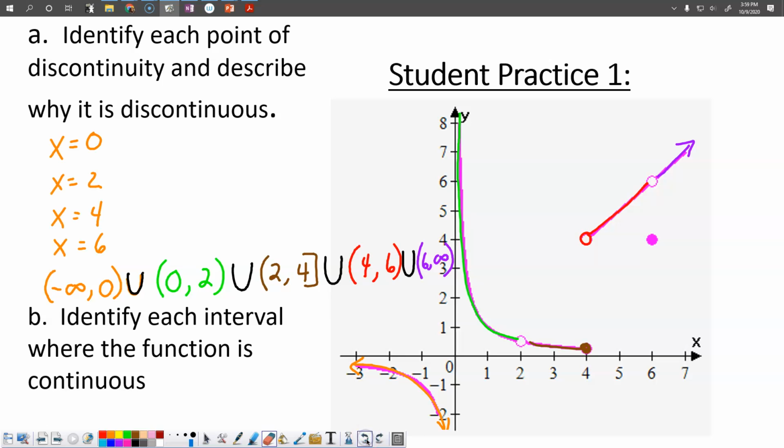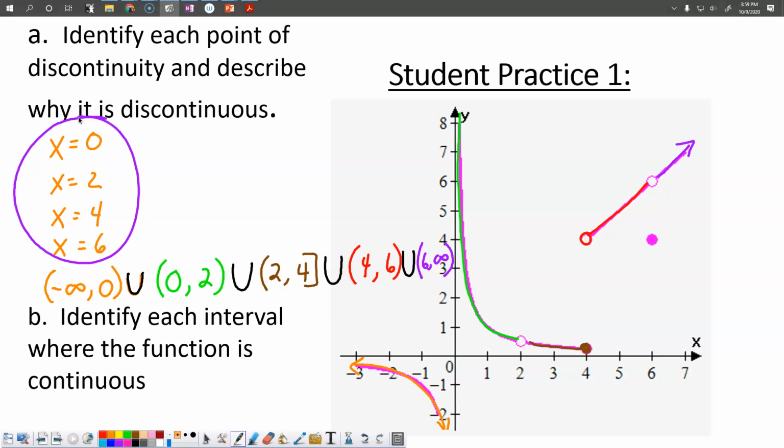Now, I erased these, but let's bring those back for a second. I was going to try to color all of them, but it won't let me. Anyway, so these are my discontinuities.